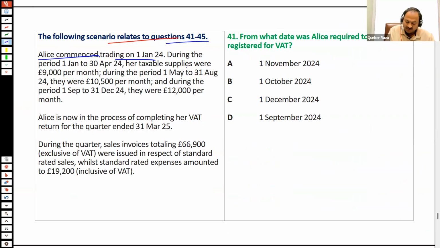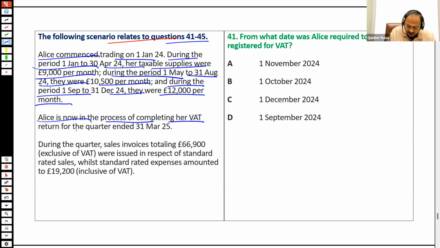The following scenario relates to questions 41 to 45. Alice commenced trading on 1st January 24. During the period 1st January to 30th April, her taxable supplies were 9,000 per month. During 1st May to 31st August, they were 10,500 per month, and during 1st September to 31st December, they were 12,000 per month. Alice is now completing her VAT return for the quarter ended 31st March 25. During the quarter, sales invoices totaling 66,900 were issued in respect of standard rated sales, while standard rated expenses amounted to 19,200 inclusive of VAT.